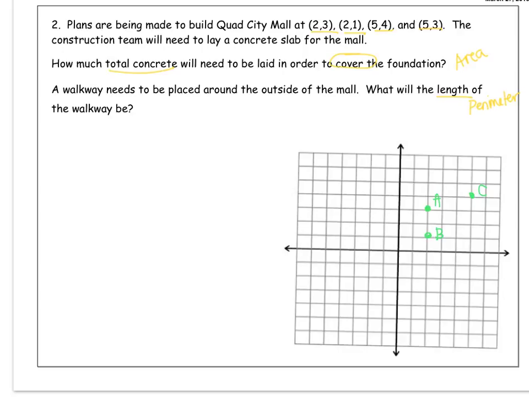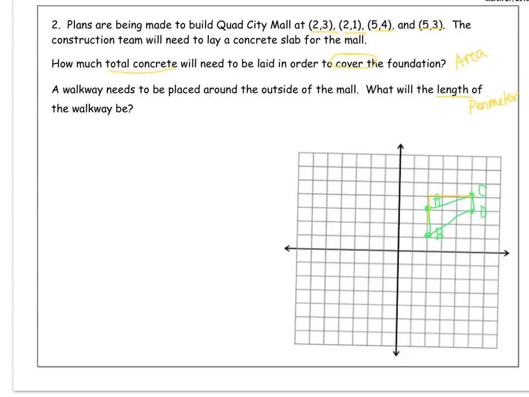And then D is at 5, 3. So here is my figure. Alright, so I need to find the area and the perimeter. Okay, so the figure on the graph, obviously I can't use length times width or base times height or anything like that. So what I'm going to have to do is use the subtraction method.